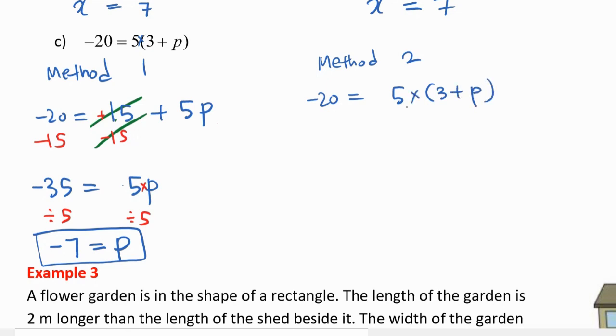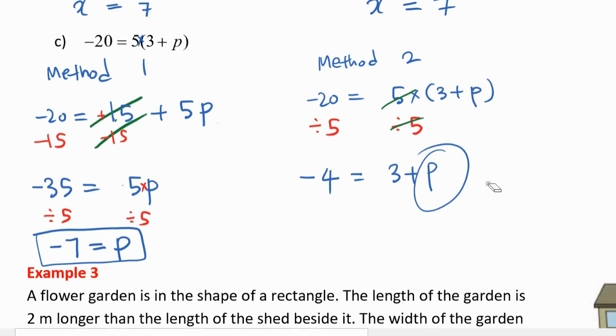Again, multiplication is hiding. To use method 2, we have to get rid of multiplying by 5 because we want to isolate the bracket. So let's divide both sides by 5. Then this will be gone. 3 plus p, the bracket is isolated. Negative 20 divided by positive 5 is negative 4, right?